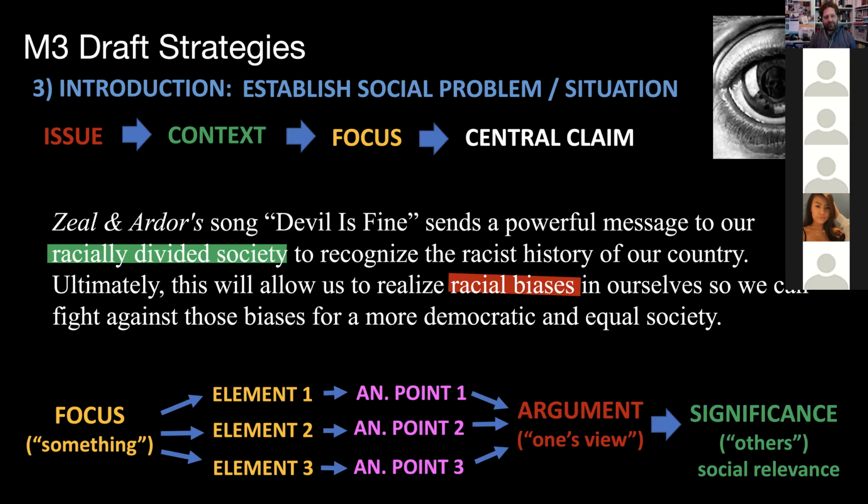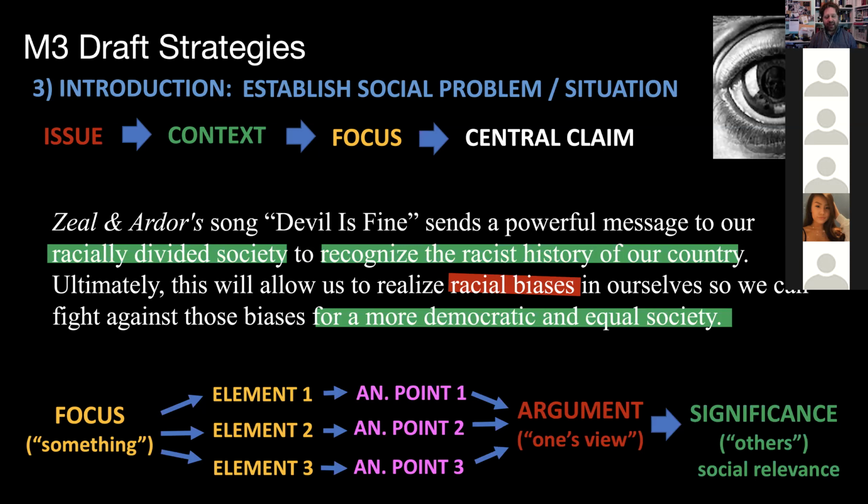I also give some clues as to what I should be setting up in my introduction with a number of phrases I have in here. I mentioned in the central claim that we live in a racially divided society. That's obviously my interpretation, my feeling. So I'm going to put that in the introduction and explain that, right? That's part of the context of my argument. That's going to allow this to relate to my reader.